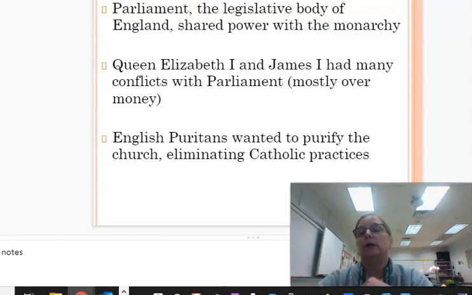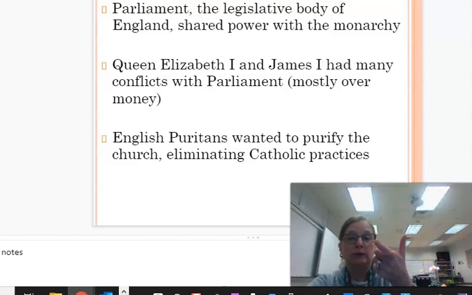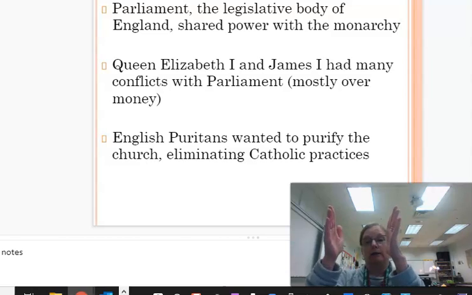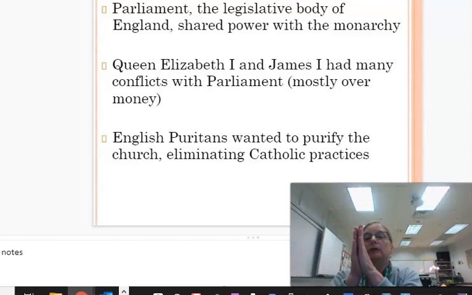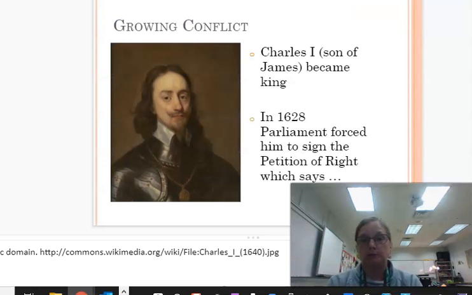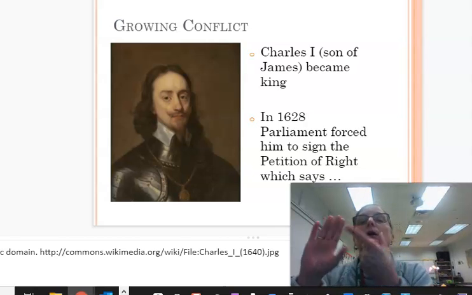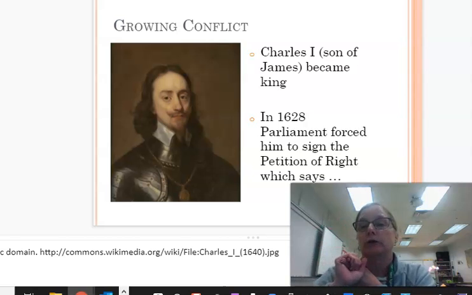On top of that, you have religious conflict. Remember, Elizabeth I creates the Anglican Church, where she creates this church that combines Protestant and Catholicism into the Anglican Church. Well, you had a group of Puritans, strict Protestants, who wanted to get rid of the Catholic practices in the church. The two key figures in the English Civil War are Oliver Cromwell and Charles I.